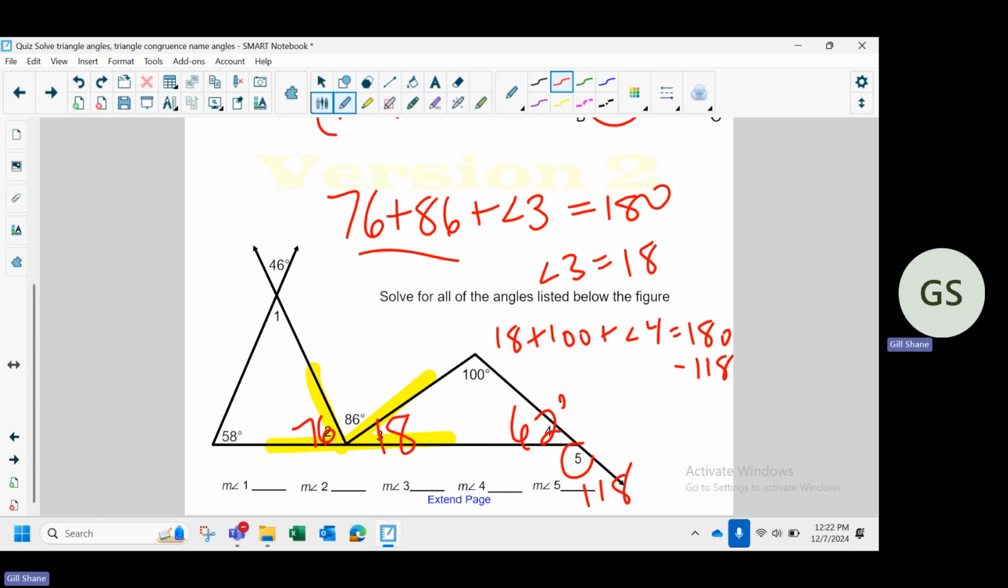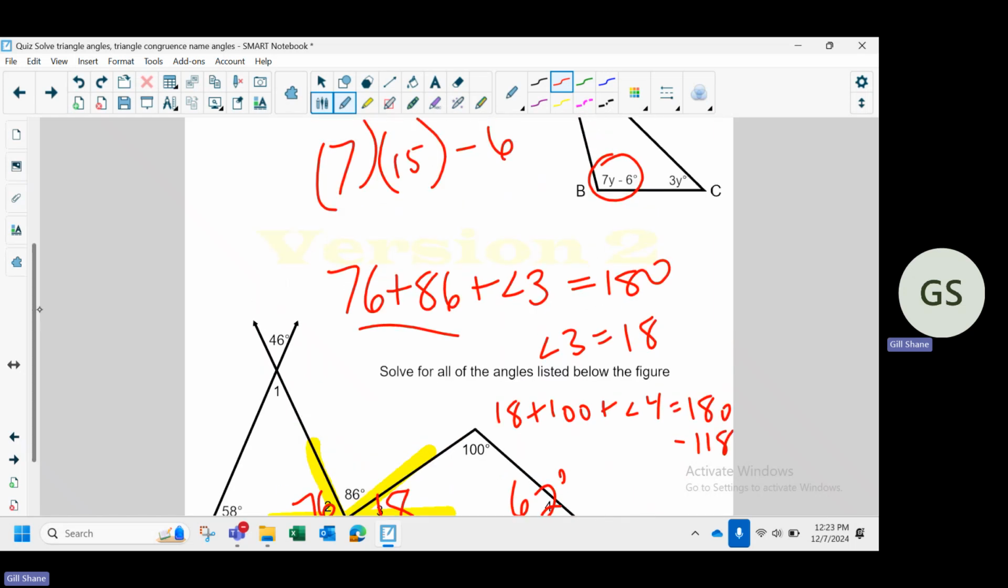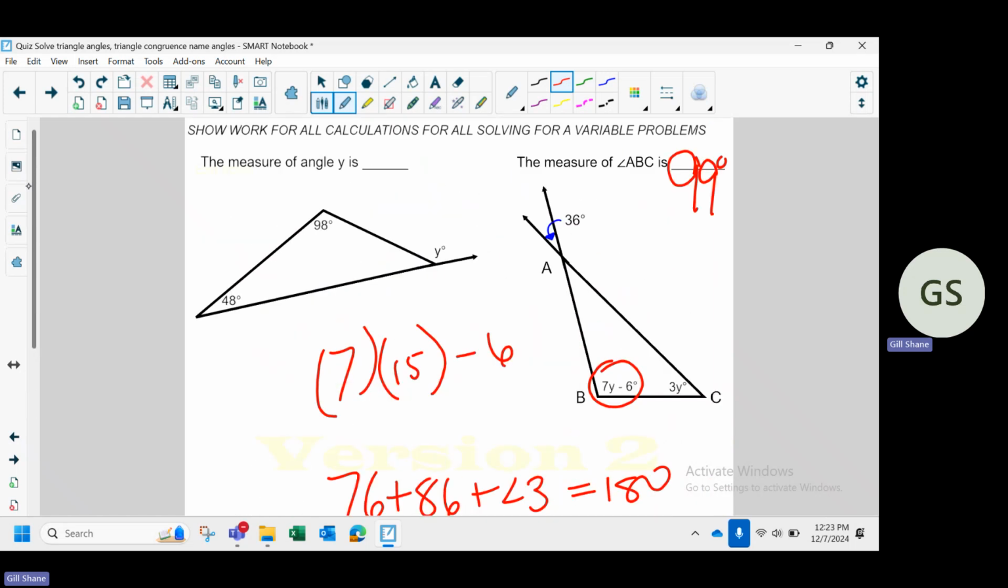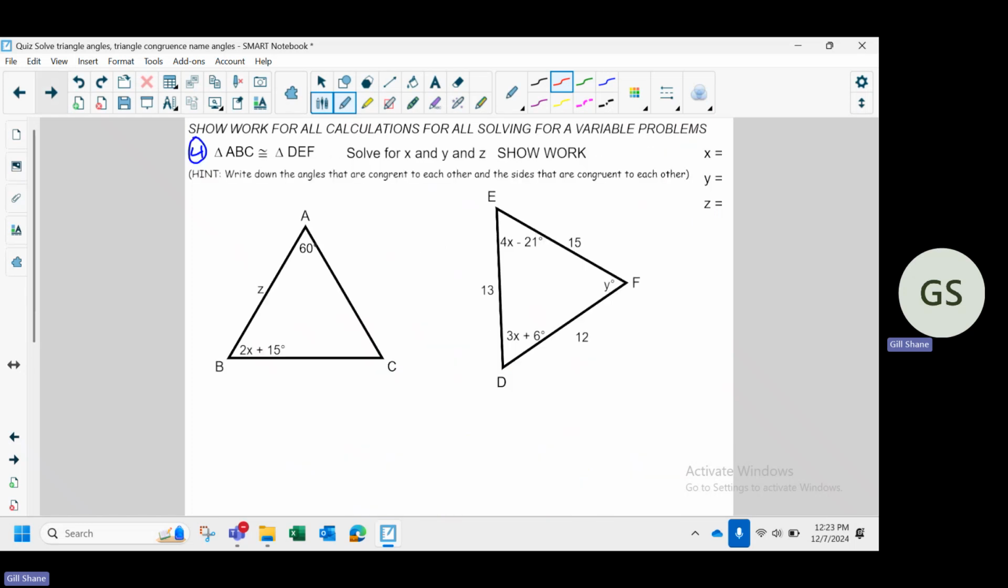So go back, watch that one several times. That's not a super complex problem. The math is not complex at all. Number 2 is a little tricky. Number 1, most people got. That was pretty easy. Then we went to this page.